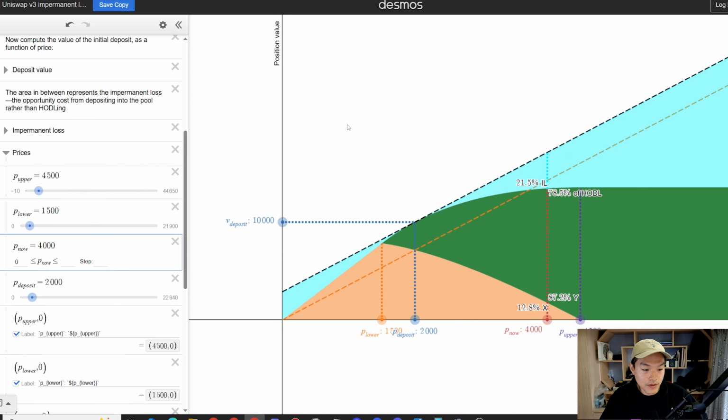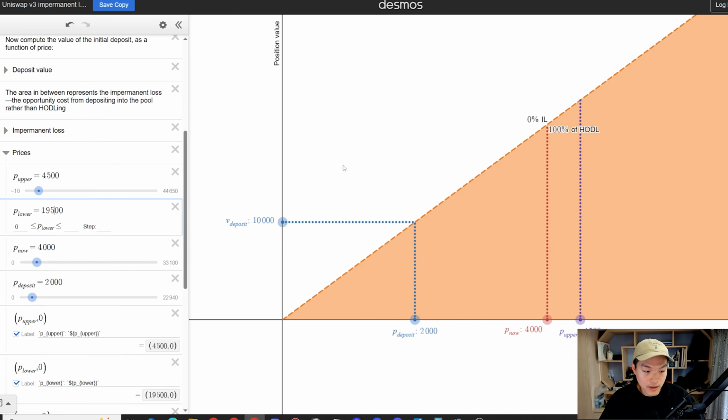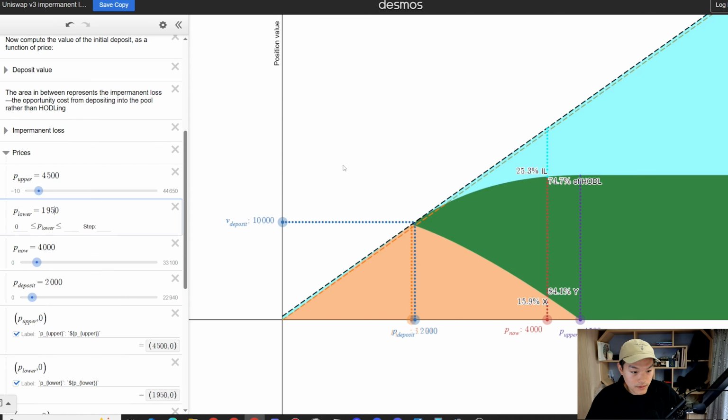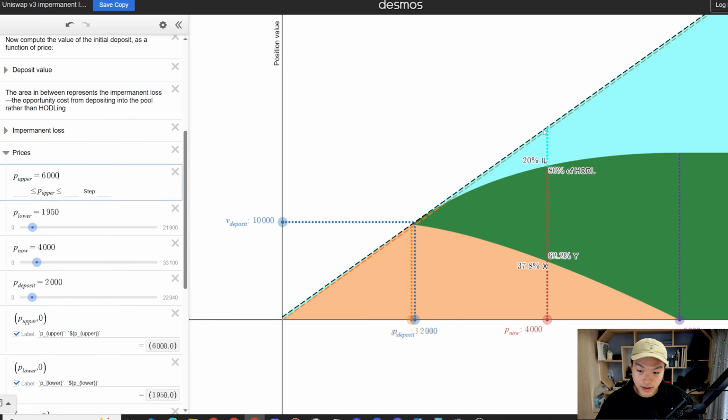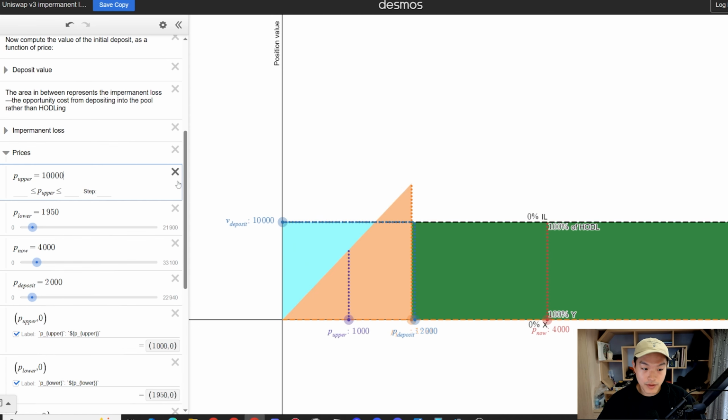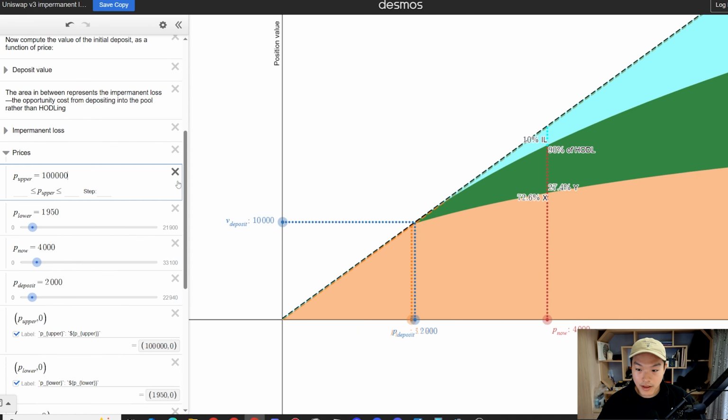And you could play with different ranges and different APRs, right? For example, my lower range, if I want to be more aggressive, or if I hold a lot of ETH and I don't really want to swap my ETH, I could set my price lower to be roughly, let's say 1950. Price upper, if I'm very bullish, 6,000. You can see impermanent loss drops to 20%. Or if I do like 10,000, right, 100,000 on the upper range, then impermanent loss is only 10%.